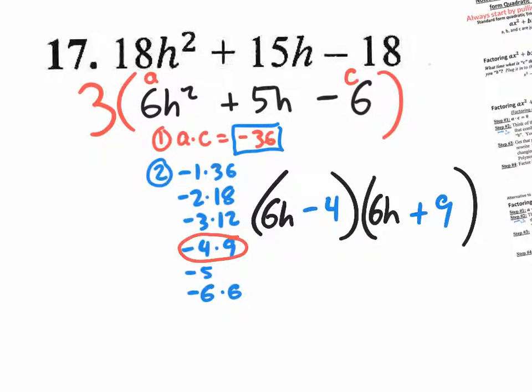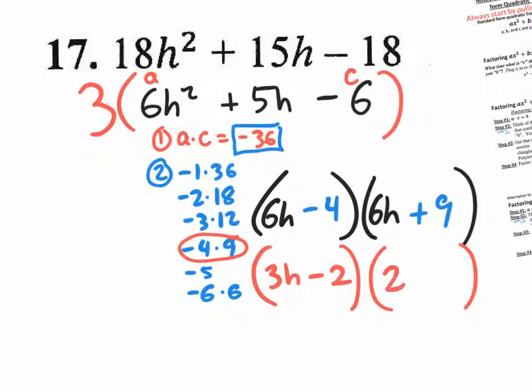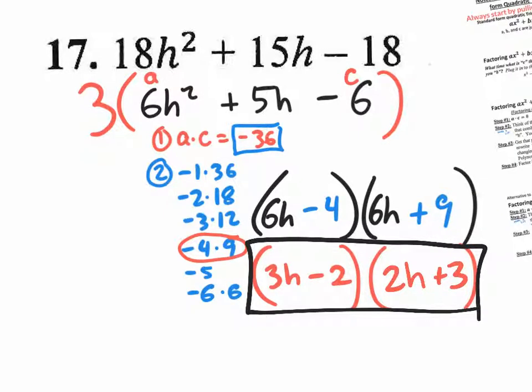And then I reduce or divide both. We're going to divide both by whatever I can. So 6 and 4, we're going to divide both by 2. And 6 divided by 2 is 3 with an H. And 4 divided by 2 is 2. And then we're going to divide the 6 and the 9 both by 3 this time. And I will get a 2H and a plus 3. So this is my final factored form.